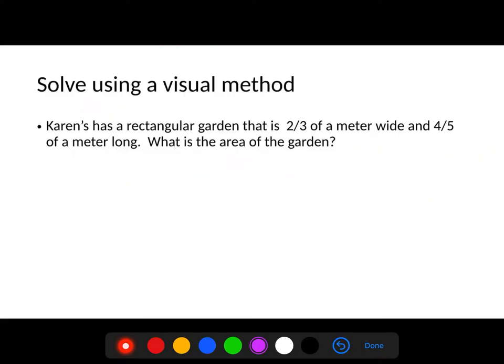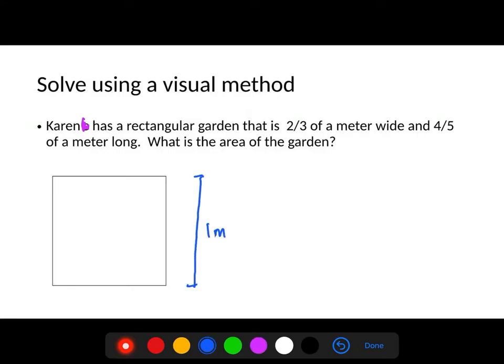One last problem with another area model. Karen has a rectangular garden that is 2/3 of a meter wide and 4/5 of a meter long. What is the area of the garden? In this case, we're not talking about necessarily 2/3 of 4/5 of a distance. We could draw this one with a square in this case because both dimensions are going to be 1 meter. That's what our units are. So we would want to have them matching since they're the same. So our units are meters.